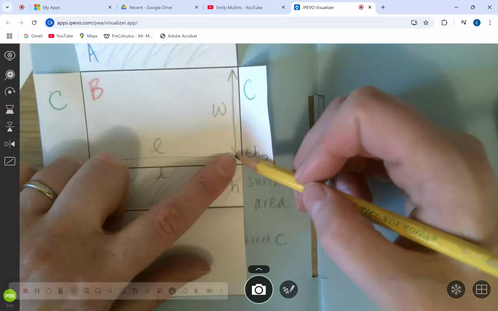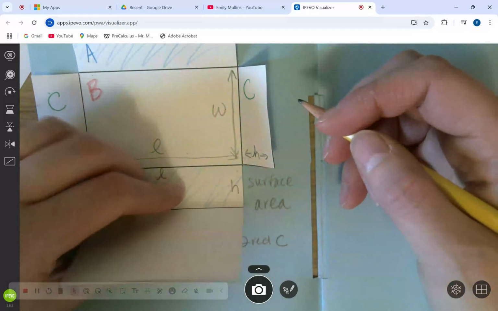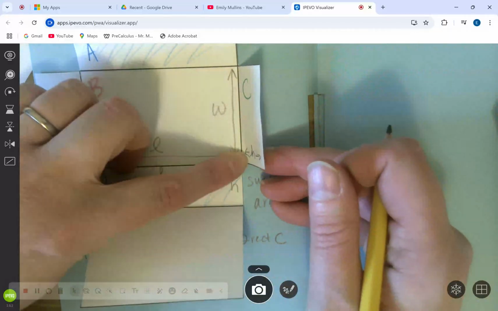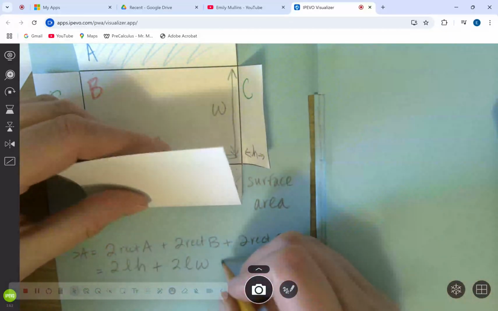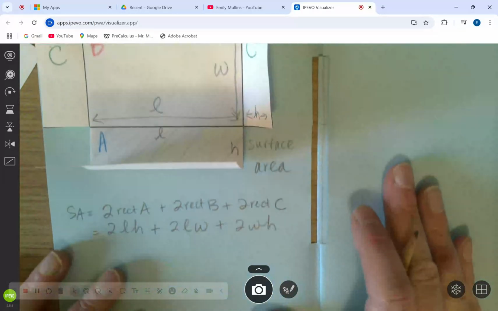So remember, we're just multiplying those two measurements that make that right angle. Like L and W come together at the corner and they're perpendicular. That's why I'm multiplying those to get the area of B. And then for rectangle C, I have my width here and I have my height, so it's WH. So plus 2WH. That's going to be my formula.